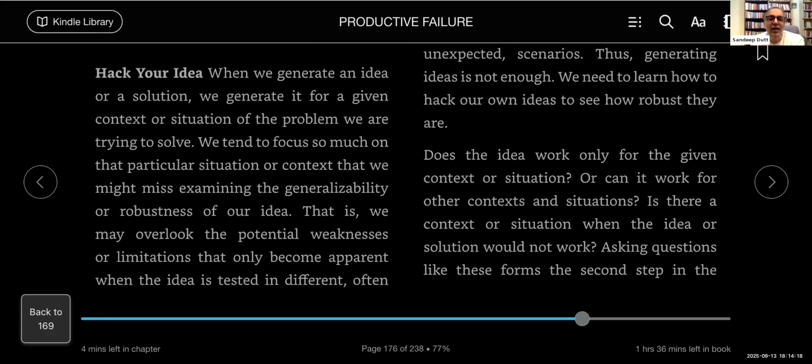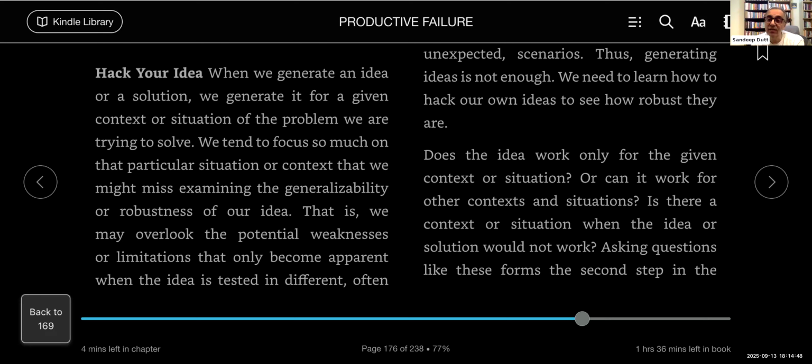So hack your idea. When we generate an idea or a solution, we generate it for a given context or situation of the problem we are trying to solve. We tend to focus so much on that particular situation or context that we might miss examining the generalizability or robustness of our idea. That is, we may overlook the potential weaknesses or limitations that only become apparent when the idea is tested in different, often unexpected scenarios.